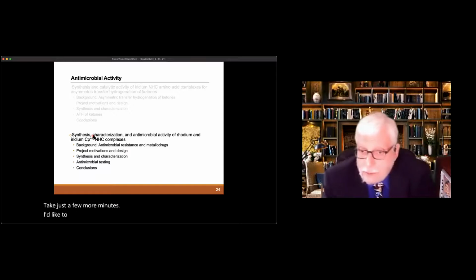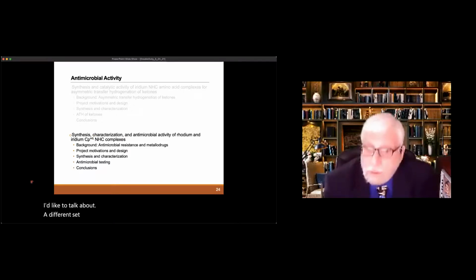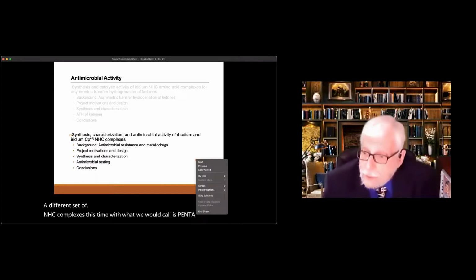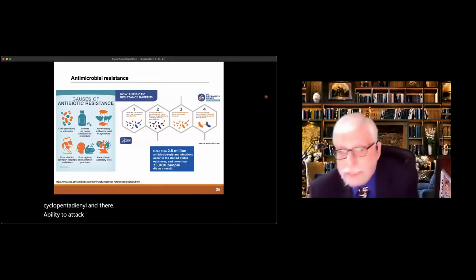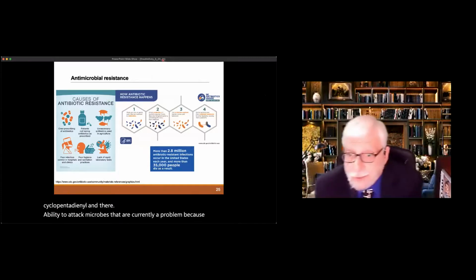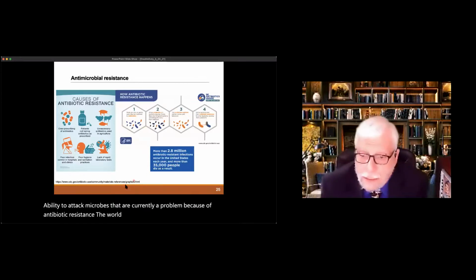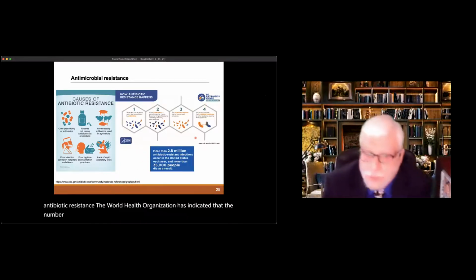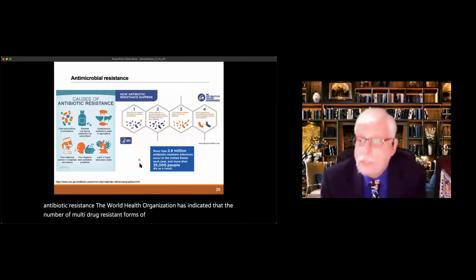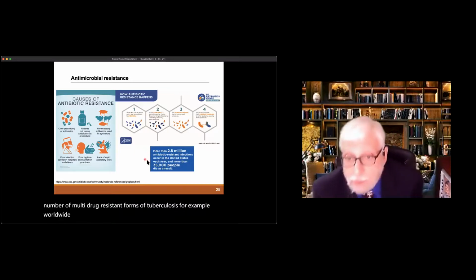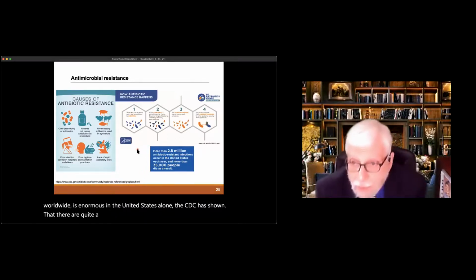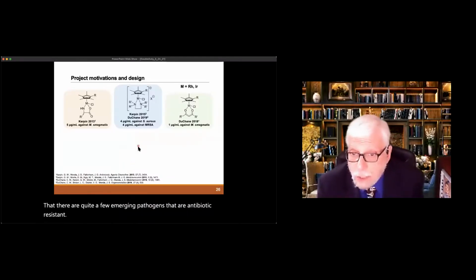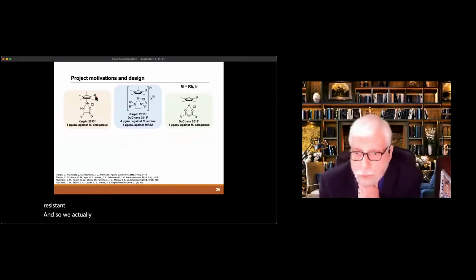I'd like to talk about a different set of NHC complexes, this time with pentamethyl cyclopentadienyl, and their ability to attack microbes that are currently a problem because of antibiotic resistance. The World Health Organization has indicated that the number of multi-drug resistant forms of tuberculosis, for example, worldwide is enormous. In the United States alone, the CDC has shown that there are quite a few emerging pathogens that are antibiotic resistant.